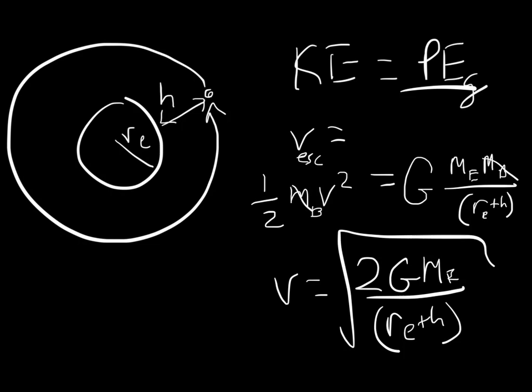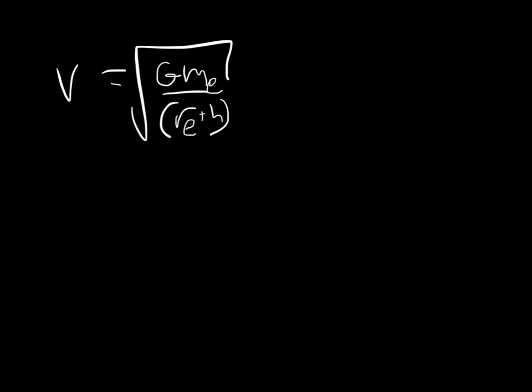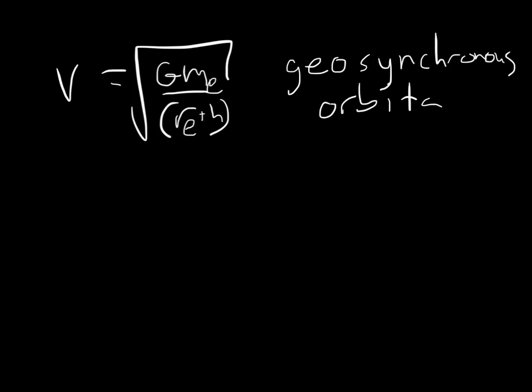Now, wait a minute. What does that look like? Doesn't that look... This thing that you're looking at is called... this is the geosynchronous orbit speed. Right? This is what's needed to keep a satellite in a specific position over the Earth as it goes around.